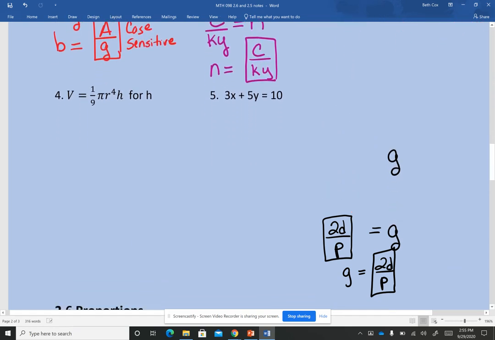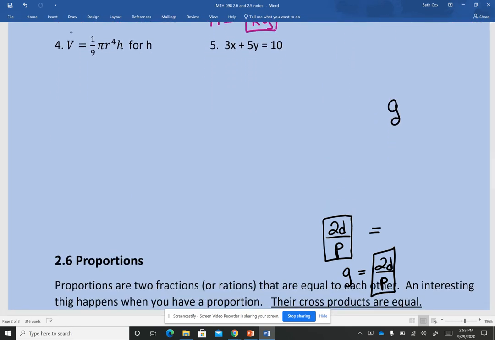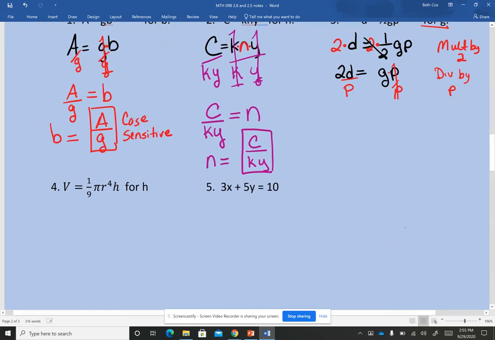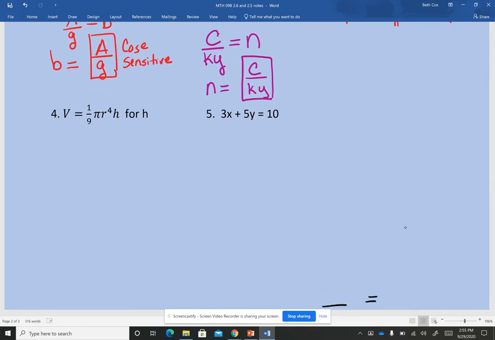All right, number 4. Ooh, that's strange. Didn't know that was going to stay there. Let's move you out of the way.